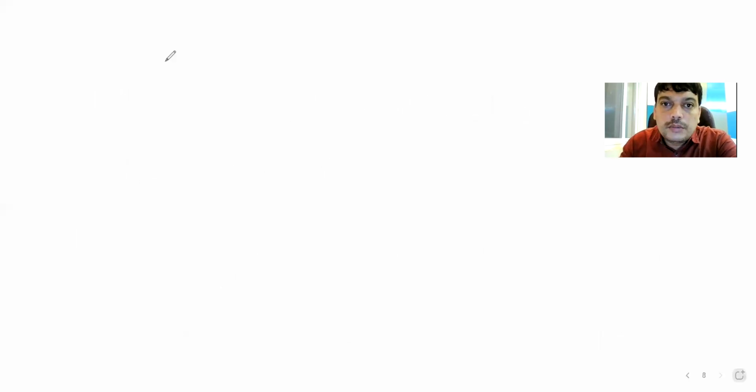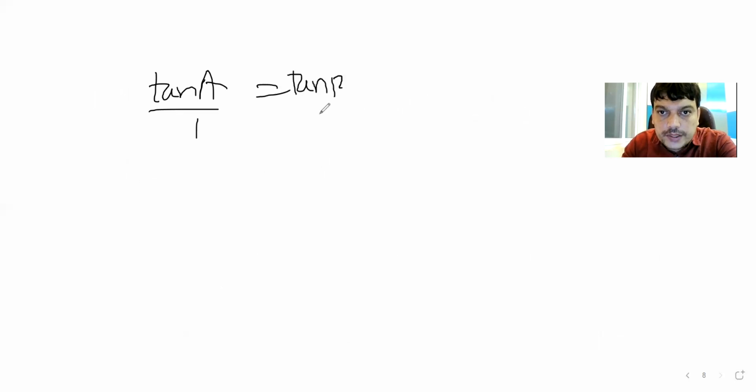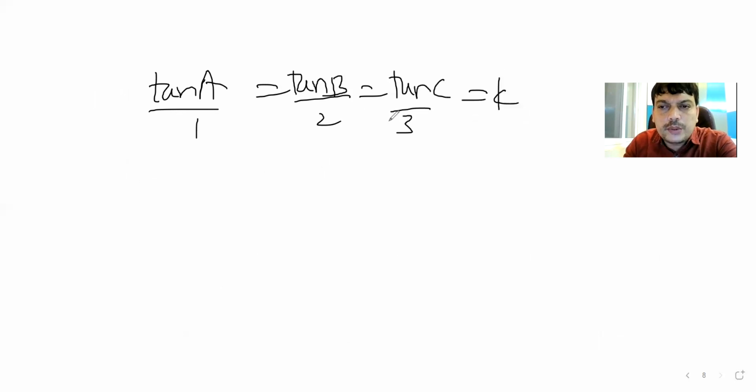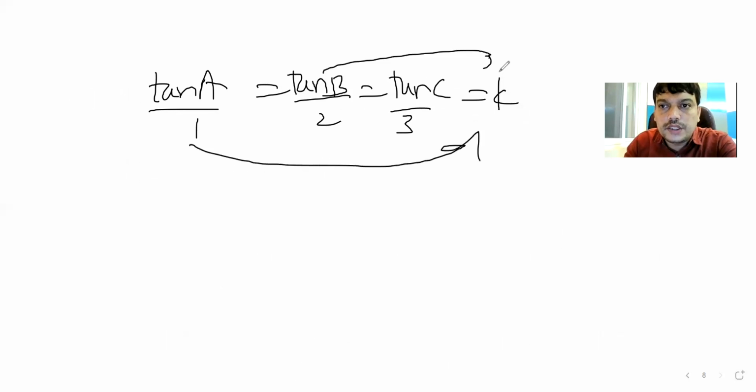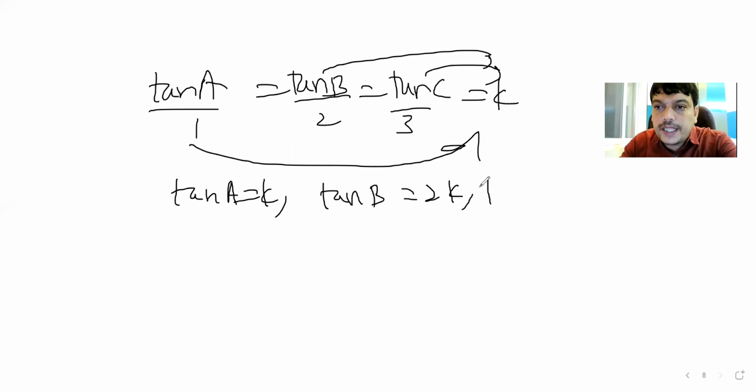So what is our result? tan A by 1 equal to tan B by 2 equal to tan C by 3. This is already given to us. So what do we do here? Suppose each is equal to k. If each is equal to k, what happens? We can equate this to k, this to k, and this to k. So what do we get for tan A? tan A is k. What does tan B come to? 2k. Then what is the value of tan C? 3k. So tan A, tan B, tan C values are k, 2k and 3k.